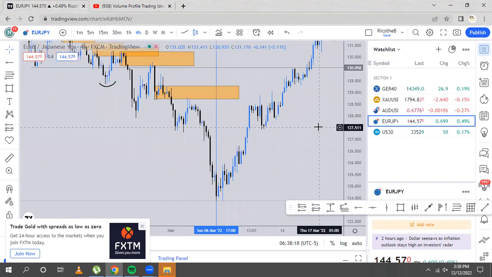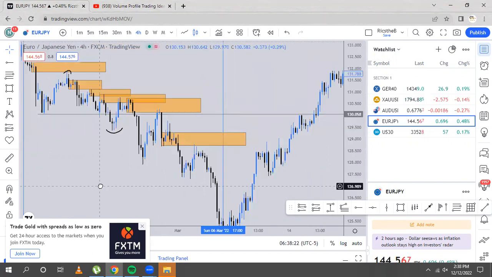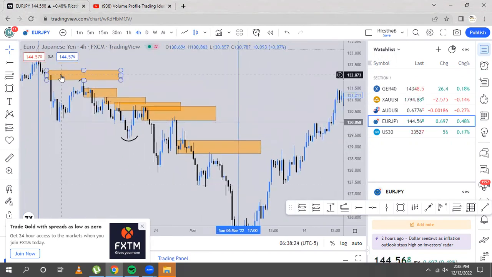So that's what we refer to as a drop. We've seen a drop. Let's see if we can see both. We have a drop, base, drop. Then the other type of supply is rally. What's the other type of supply?